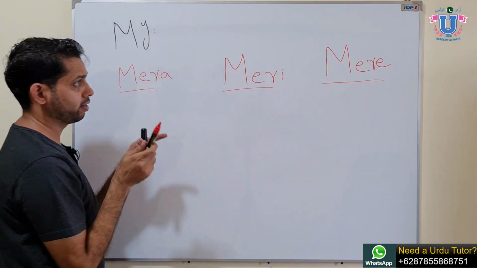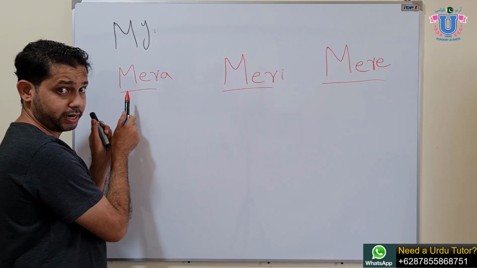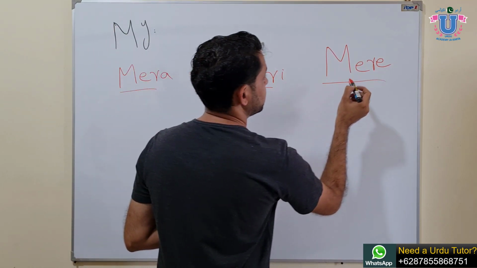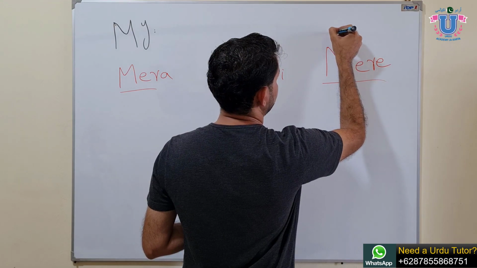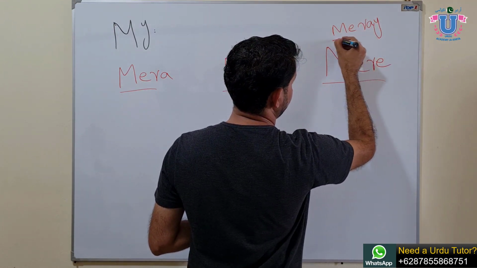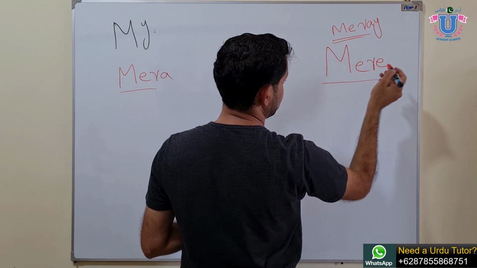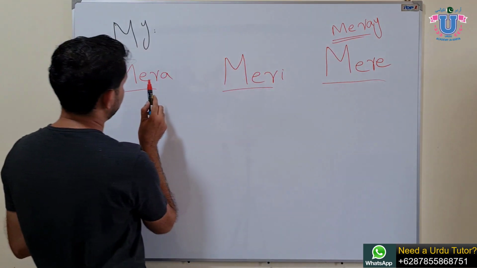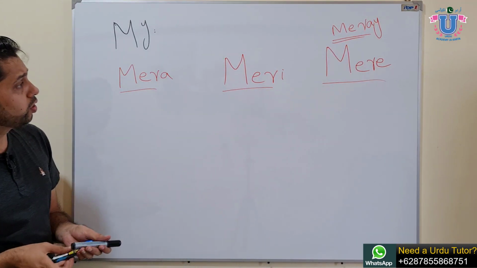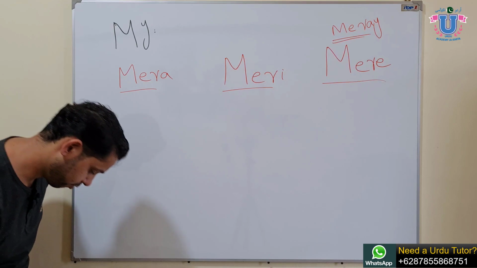The third one is a bit different. This is an e sound: mera, meri, and this is mere, or maybe you can write it like this, MERAY, ray, like X-ray, so it sounds like this: mera, meri, and mere. Okay, now let's see one by one what is the difference.